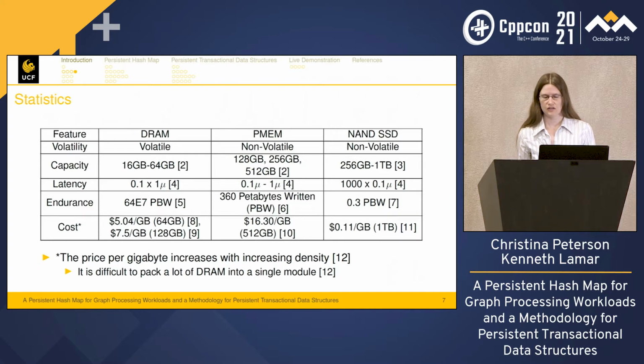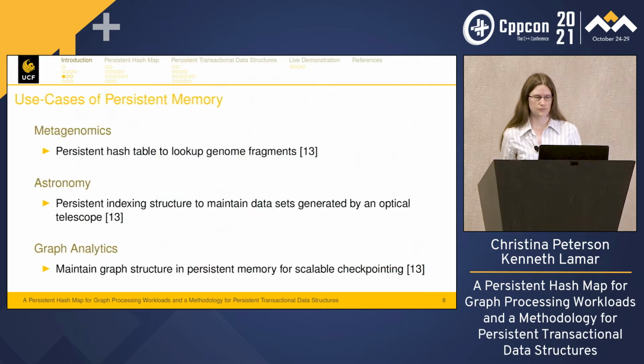And NAND SSD is 11 cents per gigabyte. So if you have memory that you want to store, but you're not going to touch it or update it, then NAND SSD is the way to go. Otherwise, persistent memory is a much better choice.